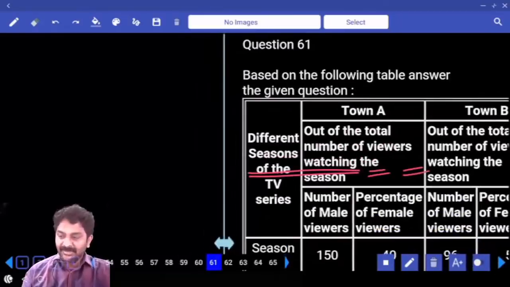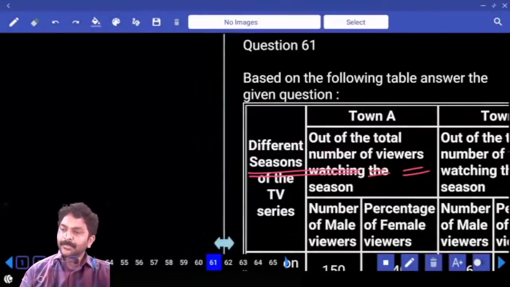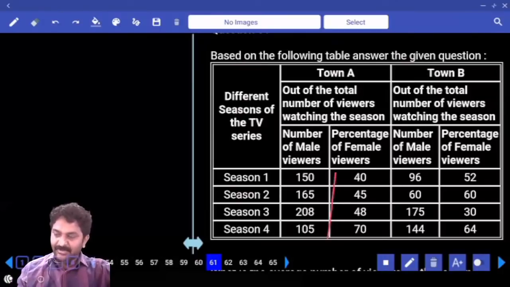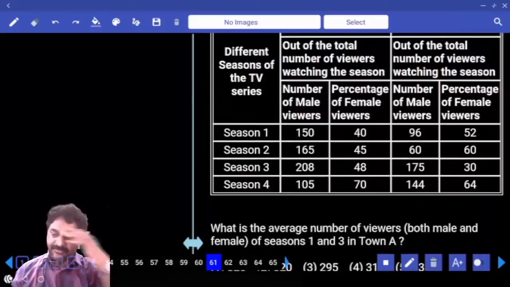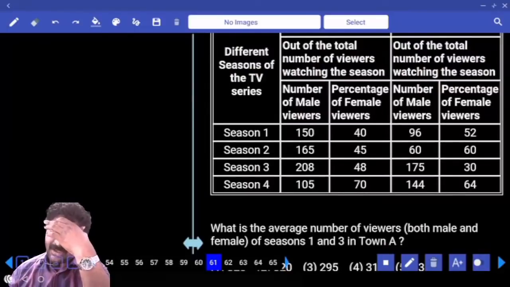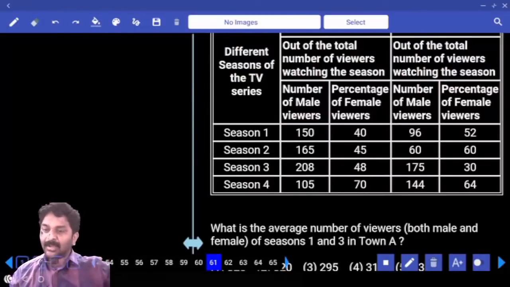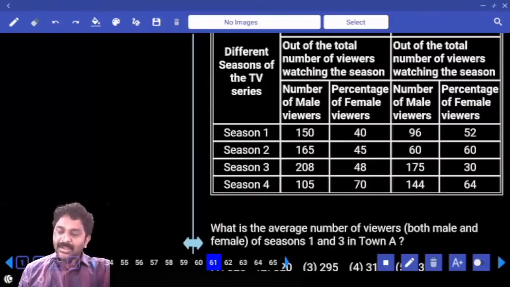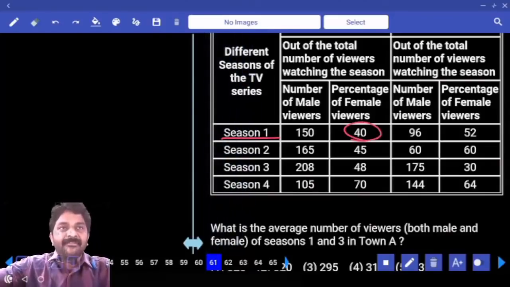Come on, next. 61 onwards. Town A and Town B, out of the total number of viewers watching the session, male viewers and female viewers for 2 towns in 4 sessions we have. Okay. What is the average number of viewers, both male and female, of season 1 and season 3 in Town A? Okay. Season 1 and season 3, Town A, right?